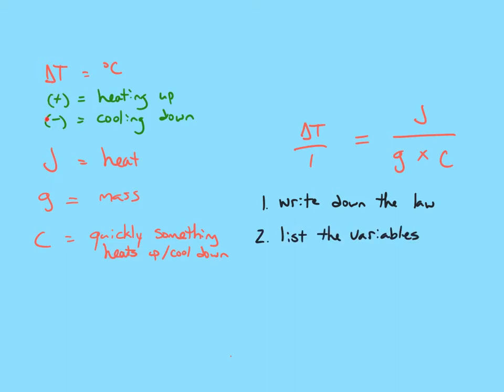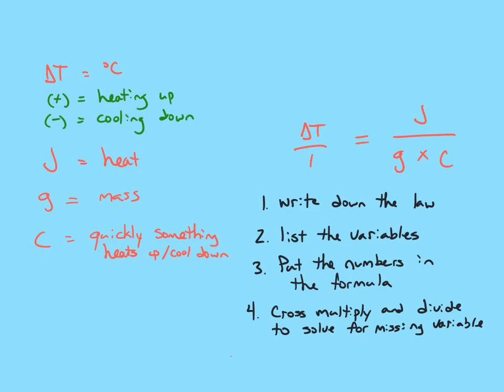Then we're going to list the variables down the left. But unlike in the gas law, none of these variables are going to be held constant. And so we can skip the part where it says hold a variable constant. So we write down the law in step 1. Number 2, list the variables down the left. Step 3, substitute the numbers into the law. Step 4 then would be cross multiply and divide, solving for the variable that you don't know. Because in the problems that you're going to see, you're going to know 3 out of these 4 numbers, and you're going to have to solve for the missing number. And we can use cross multiply and divide just like we did with the gas law.